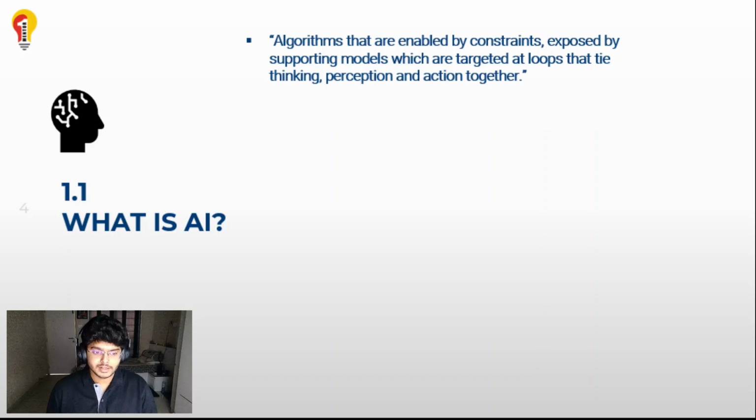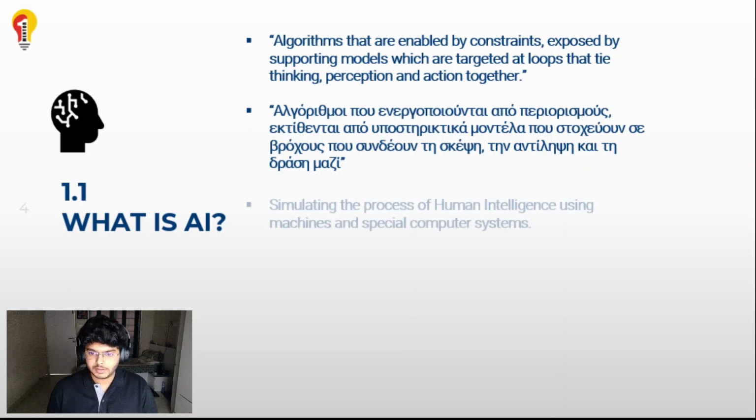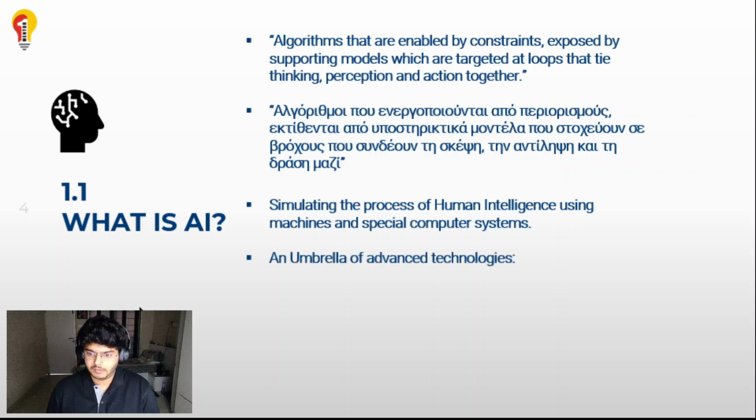So you can say that this definition is certainly the same as this. Yeah, this is Greek. It's the same. You don't even understand this. It's the same, right? So just remember this simple definition. AI is the simulation or copying of the process of human thinking using machines and special computer systems. Simple, isn't it? So it essentially has an umbrella of advanced technologies that lies under this realm of AI.